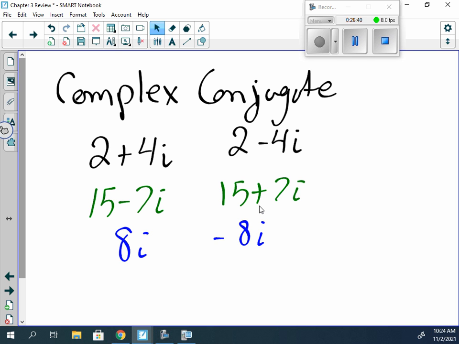Our powers of I, most of what we went over, because I don't believe there's anything that we didn't cover that will show up on the test.